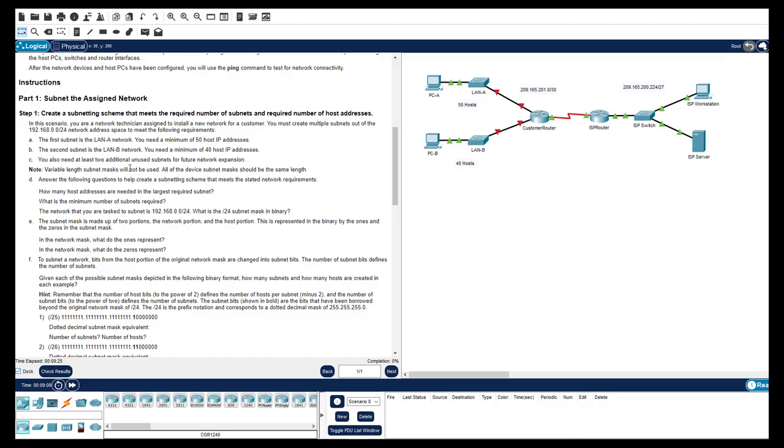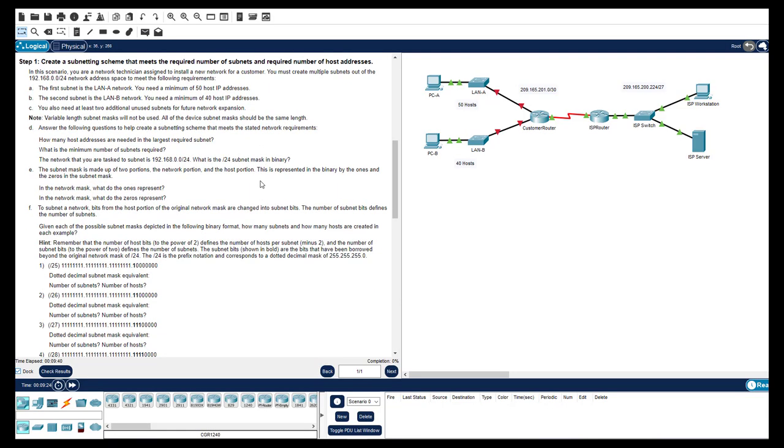The customer wants at least 2 more subnets that are not in use for future growth. We will be using the same length of subnet masks for all of these subnets. We're not going to be doing variable length subnet masking. First, we have to answer some questions.